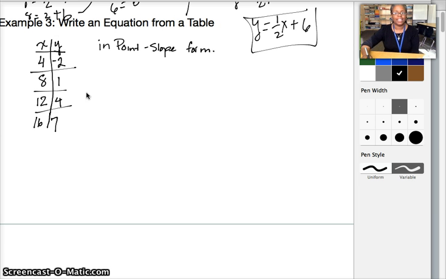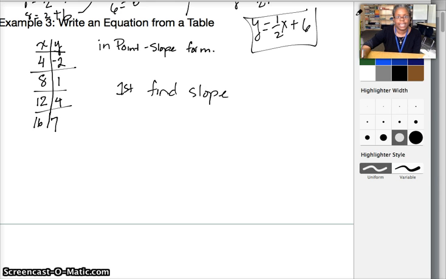Now, since we're writing this in point slope form, we know that we're dealing with a line, and we know that all of these points are on the line. So we literally can take any 2 points that we like and do this problem. So first, let's find the slope. And we're going to find the slope by taking any 2 points that we like.